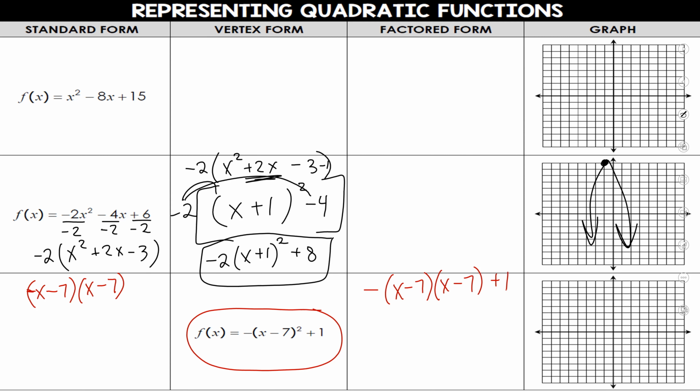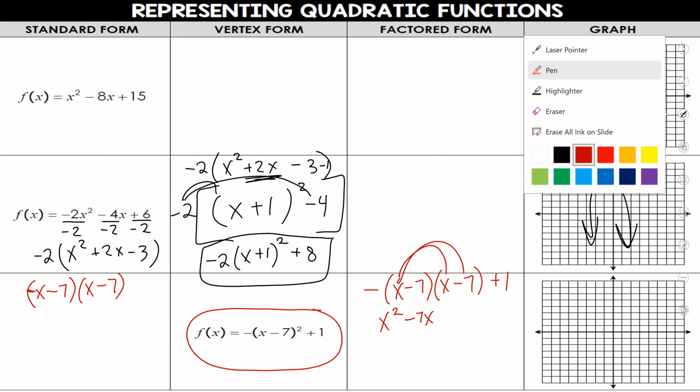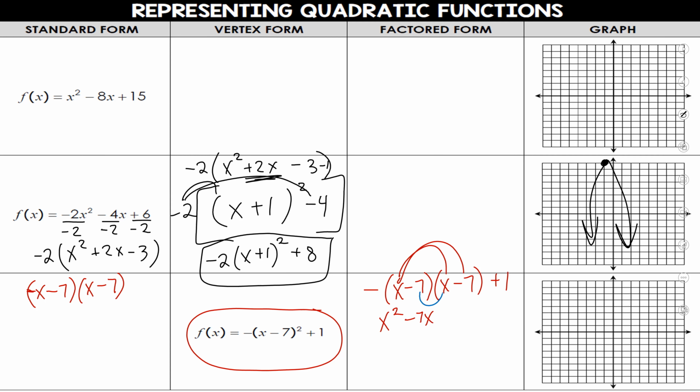Okay, so now just FOIL. X times x is x squared. X times -7 is -7x. -7 times x is -7x. -7 times -7 is 49. So I have all of this together, and there's a negative on the outside, right? The negative goes with these, okay? And I have a +1.